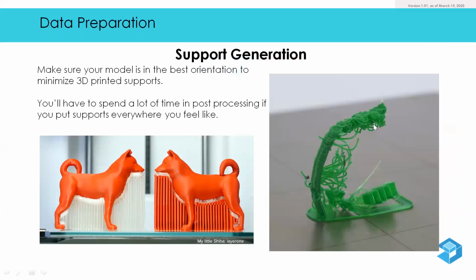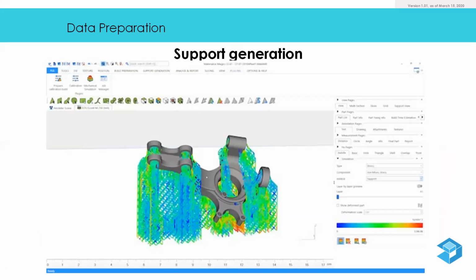Over here, you can see certain components. This is a proper failure due to lack of supports. So you should make sure that you have the best orientation for your part, or else you'll actually spend a lot of time in post processing. I'll show you a part later on. Now, this is another support that is generated in Magic software. I'll show you the part in the next slide.